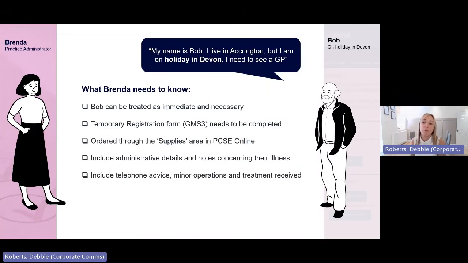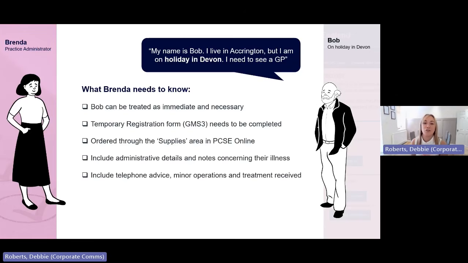So a patient who is away from home and temporary resident in your practice for at least the next 24 hours and needs to see a doctor for medical advice or treatment is classed as a temporary resident. So for the first 24 hours, a patient can be treated as immediate and necessary, and that's when a GMS3 form can be completed, and that can be in place for up to 3 months. Now, the GMS3 form can be ordered in the supplies area if your practice needed to get some more of those. Now, just make sure that when it's completed, all the administrative details are included, including any notes about the illness or any treatment that they've had.